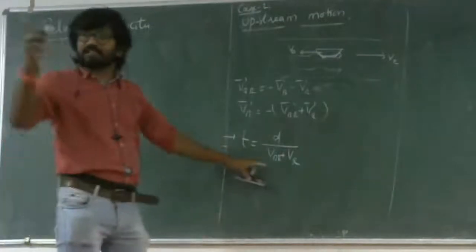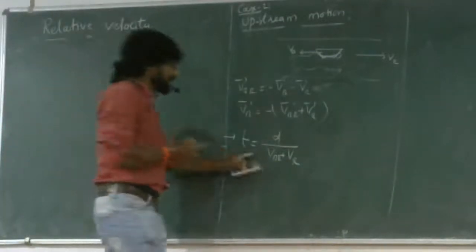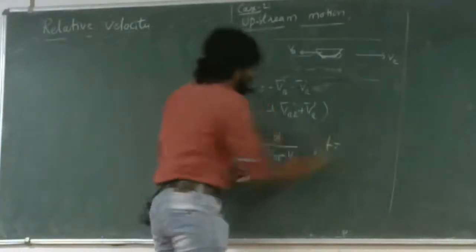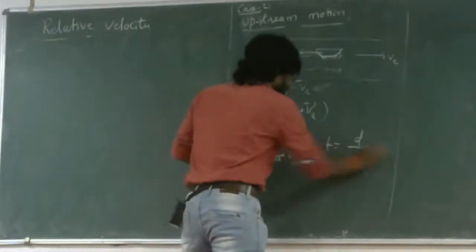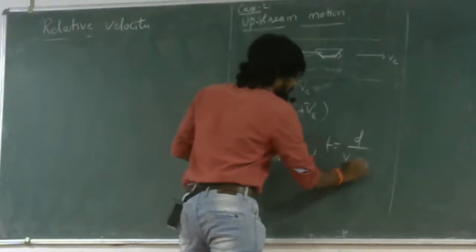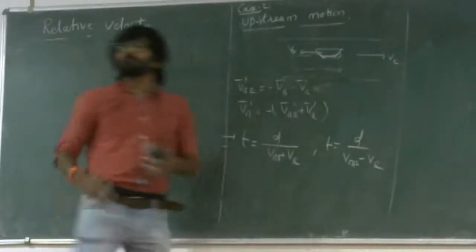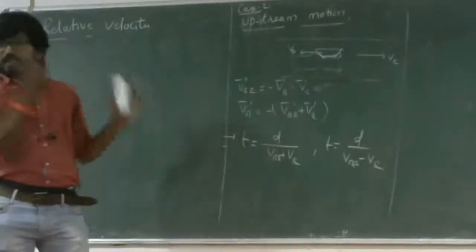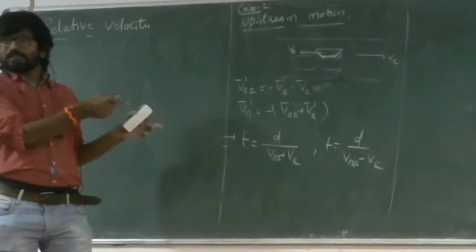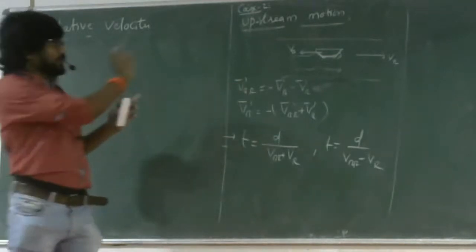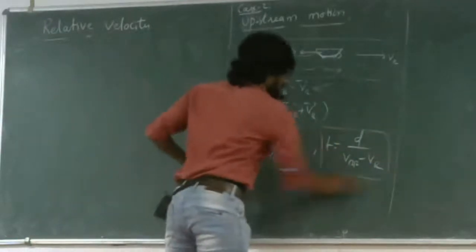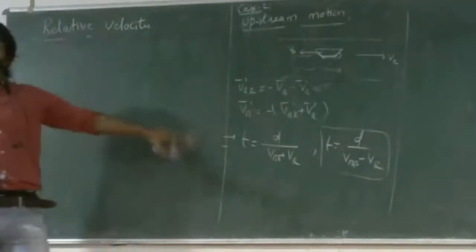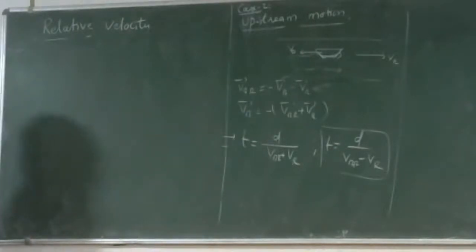In some cases in the books, the time taken to travel a distance d in upstream will be given as d by VBR minus VR. That's what I said, under some special case. So you have to take accordingly those cases. Some cases are applicable, and this is another case where it is applicable. So you have to understand this carefully.